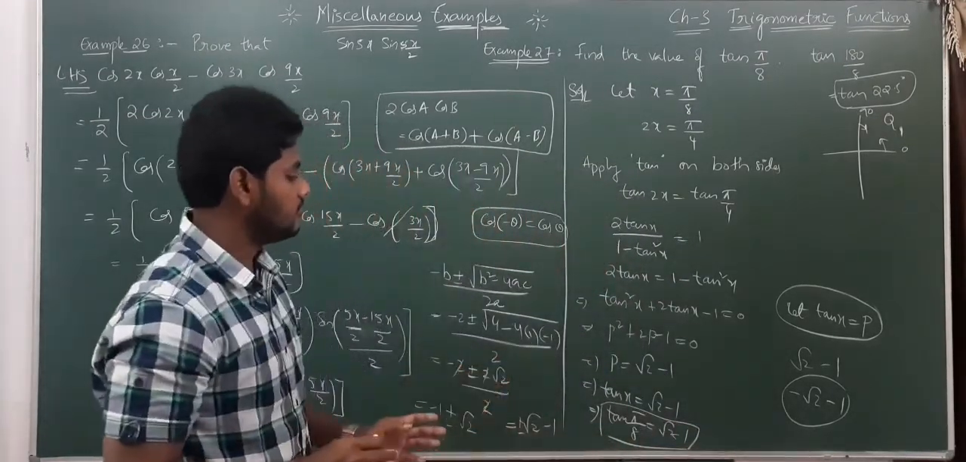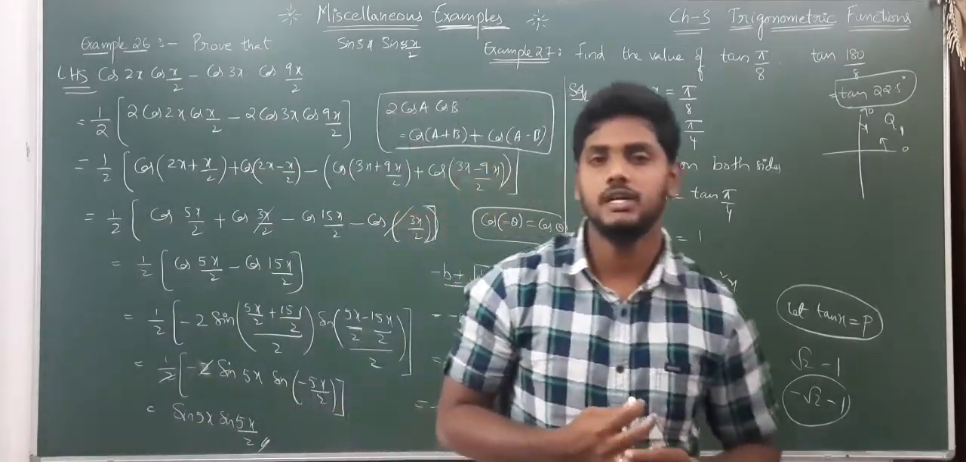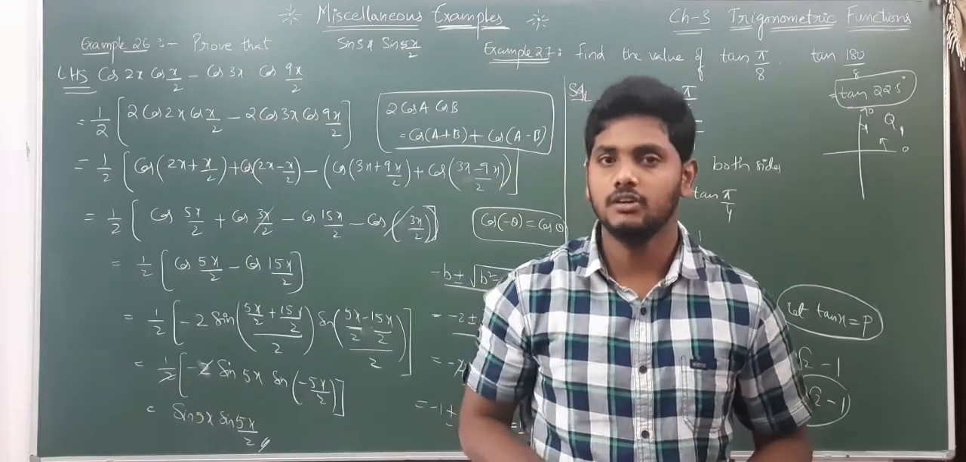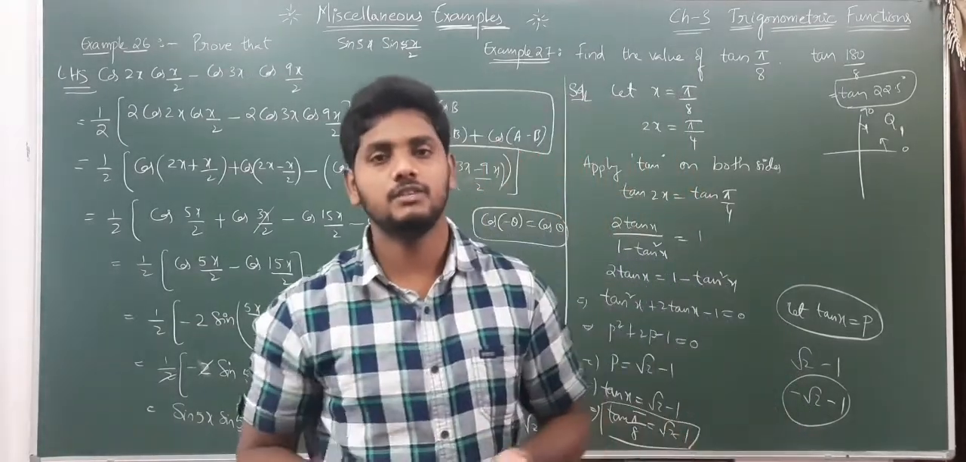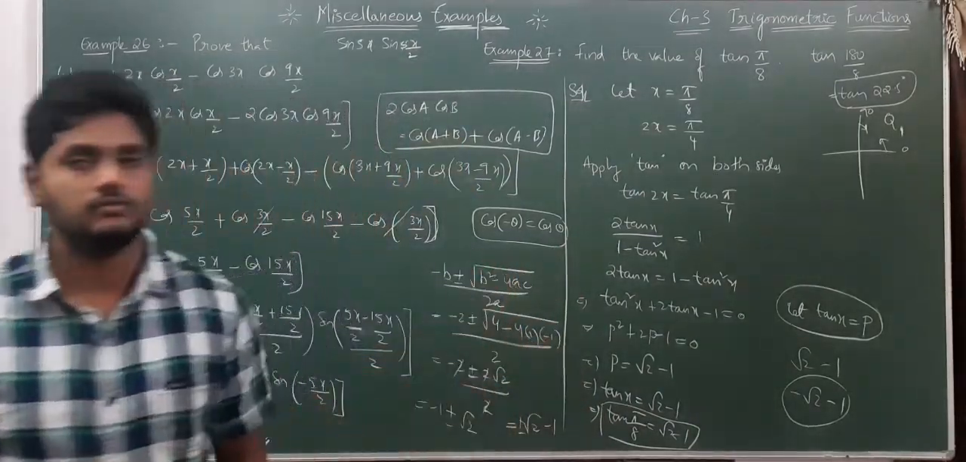So like that, we can find sin pi by 8 also, cos pi by 8 also. If we find sin, cos, tan, then the remaining 3 trigonometric functions we will also get by taking reciprocals. Did you understand? Yes. So pause the video to note it down.